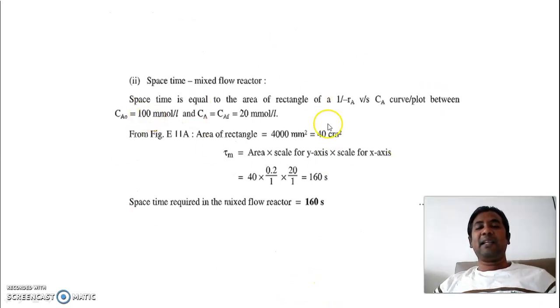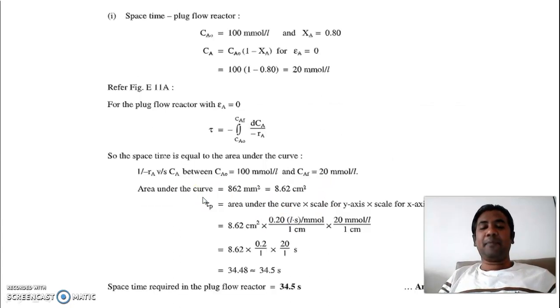For the mixed flow reactor, that is for CSTR, again you require 80% conversion and the feed is 100 millimole per liter, so the Ca value will be 20. The area in the rectangle from 20 to 100 is 40. You can refer to the graph. And that is why your tau m value will be that 40 into the scale on the x-axis into the scale on the y-axis. So you have got space-time 160.